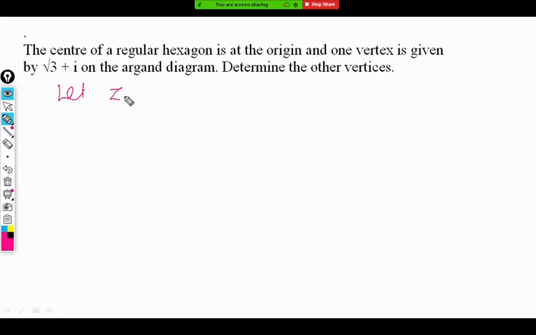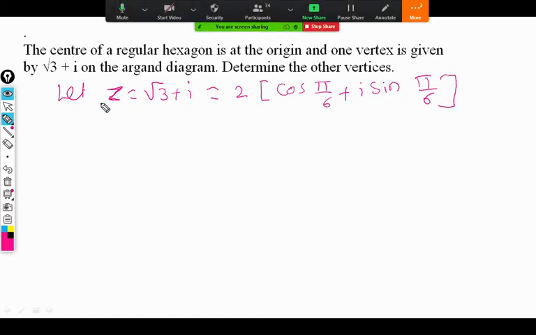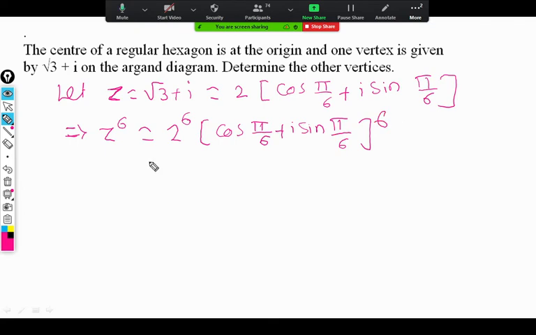Let z be root 3 plus i. That converts to 2 times cos pi by 6 plus i sin pi by 6. This is actually the value for z raised to 1 by 6 there. So this gives us z raised to 6, which is 2 raised to 6 times (cos pi by 6 plus i sin pi by 6) raised to 6, and that comes as 2 raised to 6 times (cos pi plus i sin pi).